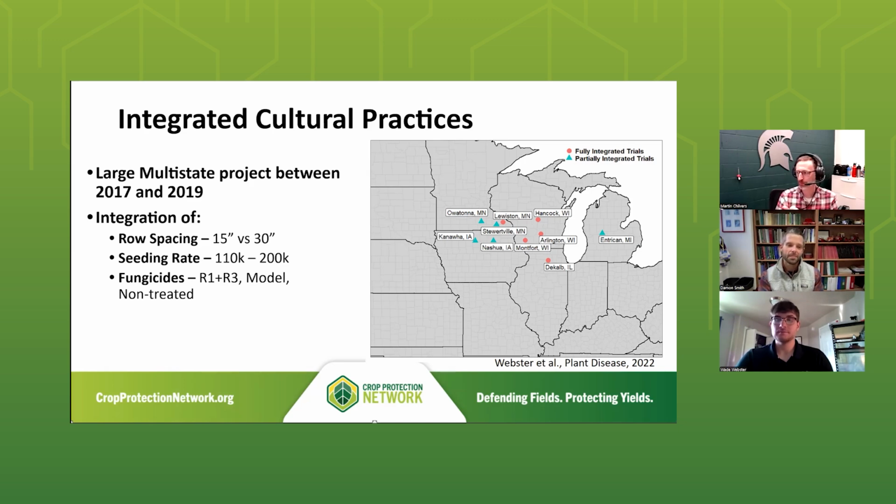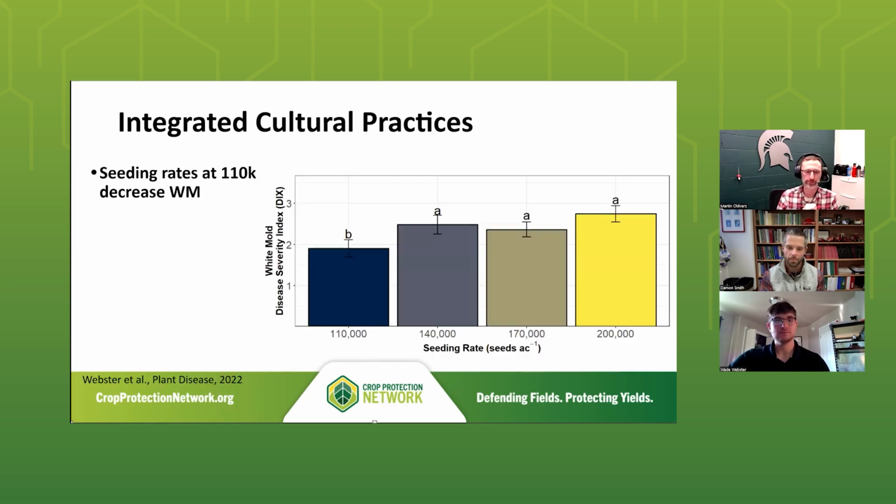And Wade, I think this is some of your PhD work, where we're working across states to generate data. So expanding upon that, looking at that 15 versus 30-inch row spacing and the interaction with seeding rate. So Wade, do you want to go ahead to the next one?